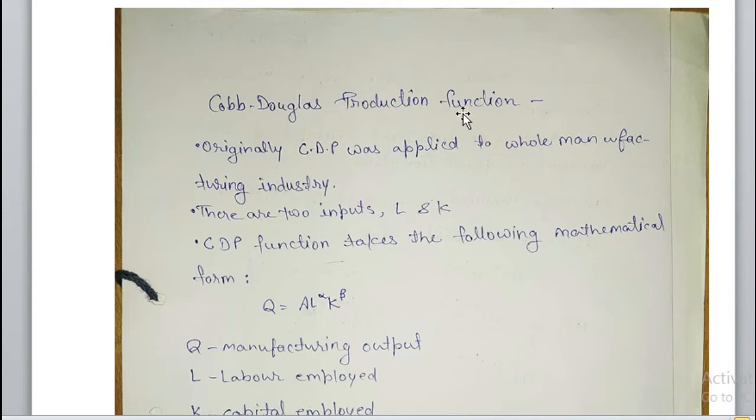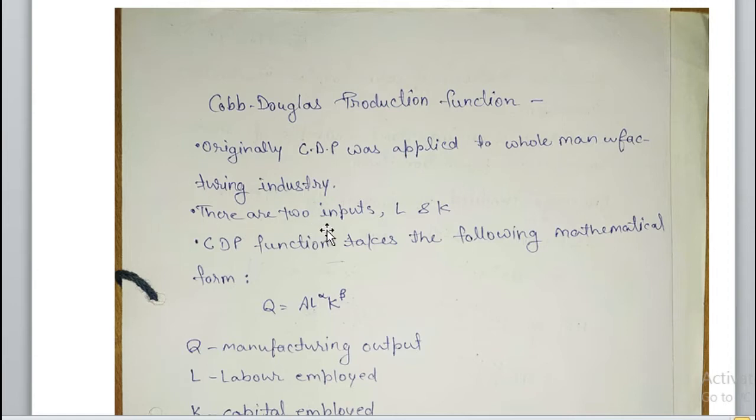So what is Cobb Douglas Production Function? First of all, originally the Cobb Douglas Production Function was applied to whole manufacturing industry. It was not for only some particular product. It was applied on the whole manufacturing industry. Okay, so this is important.